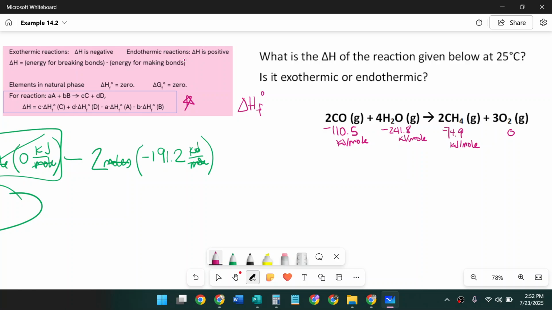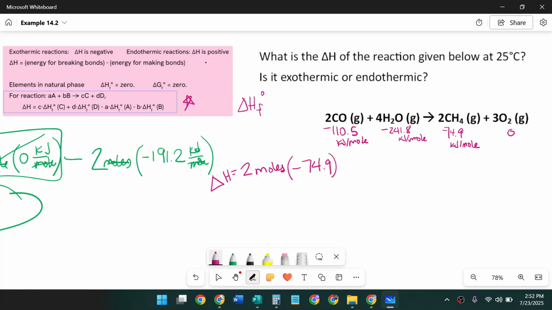And then last we have O2, and again it's in gas form, so this is just going to be 0. All right, so when we find our change in H, we start with our products and we subtract the things at the beginning. All right, so we have 2 moles. Let's do change in H equals 2 moles of CH4, that's 74.9.